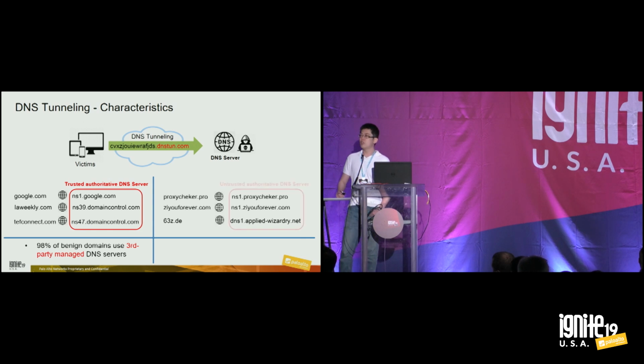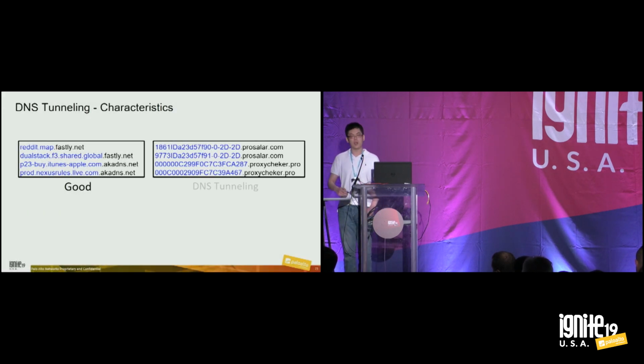However, for DNS tunneling, they usually have to fully control the authoritative DNS servers so that they can receive the messages. So the DNS tunneling domains usually use self-hosted authoritative DNS servers. And there are also characteristics in the domain names of DNS tunneling. For non-tunneling domains, they usually use meaningful words in the subdomain names. However, for DNS tunneling domains, they usually use random characters because these subdomain names are basically the encoded messages.